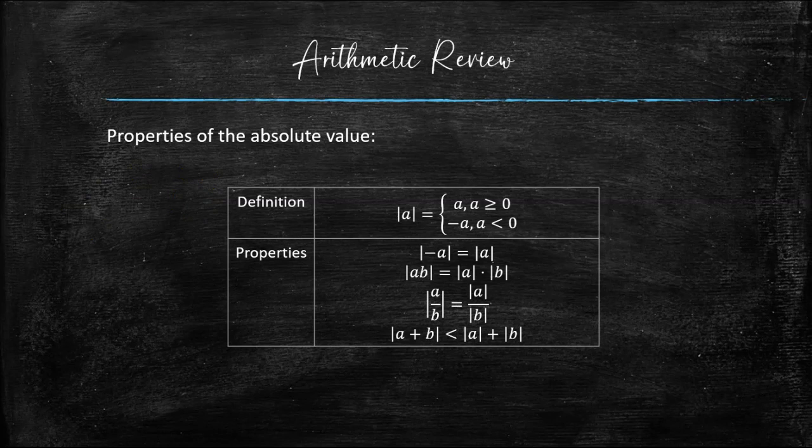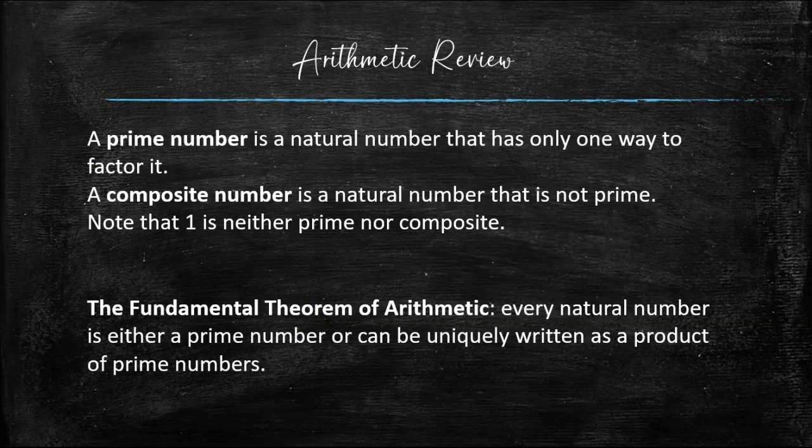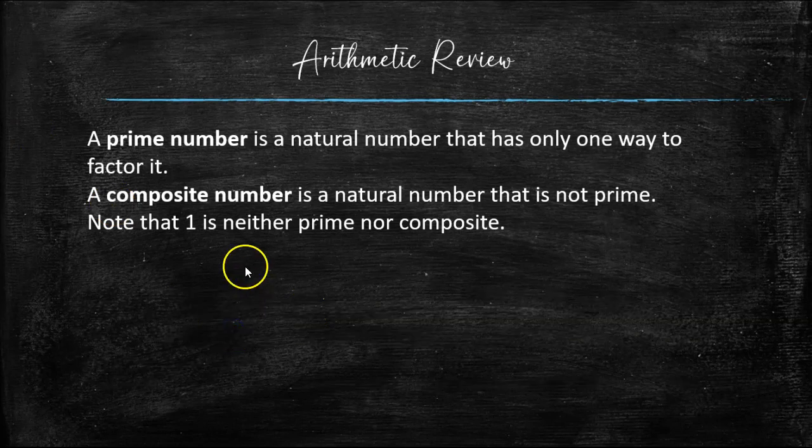Now, we cannot talk about arithmetic without mentioning the fundamental theorem of arithmetic. And here, before you can understand the fundamental theorem of arithmetic, you have to understand what a prime number is and what is a composite number. A prime number is a natural number that has only one way to factor it, that is, that number multiplied by 1.